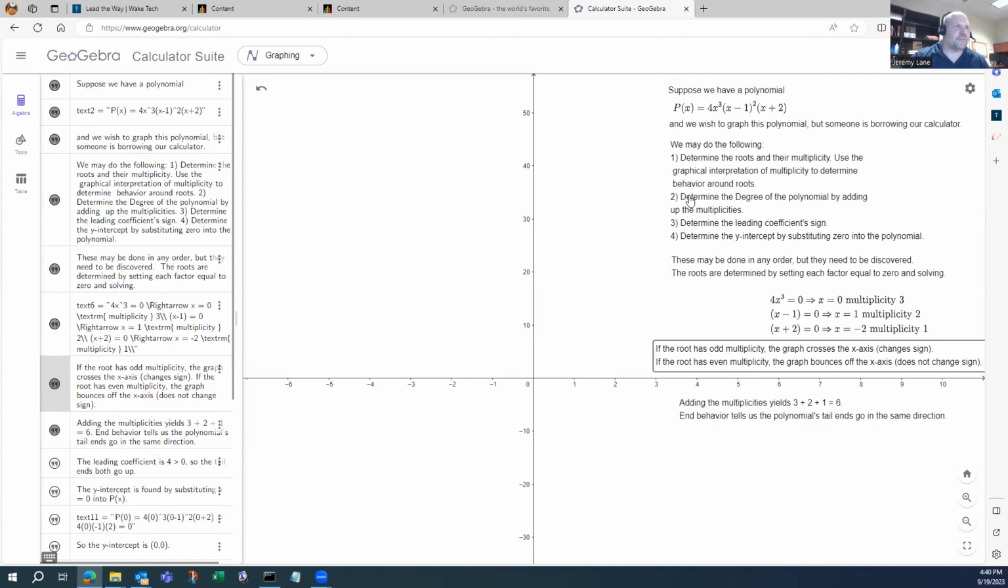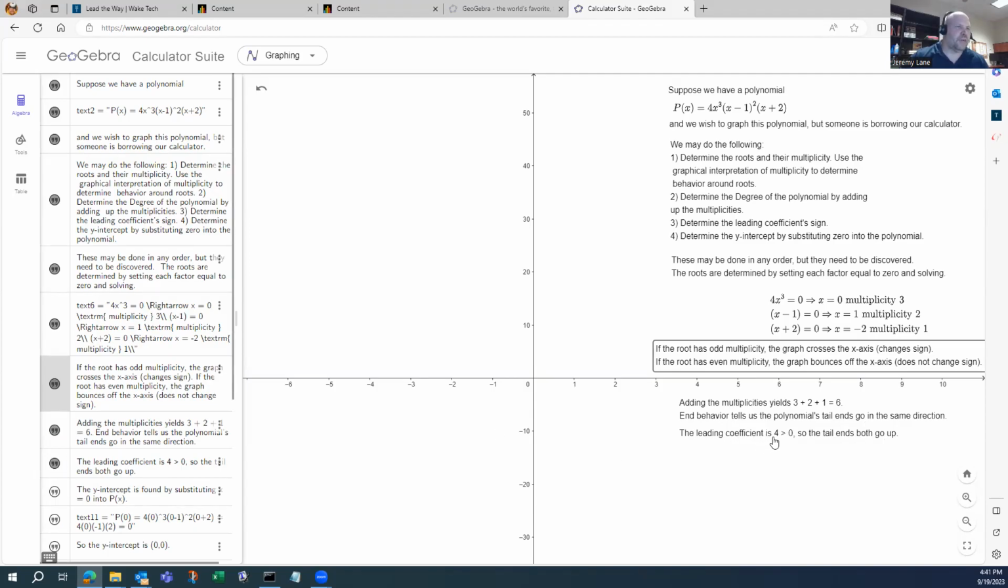So we're on to our next step, determine the degree. We're going to add the multiplicities, which is 3 plus 2 plus 1, which is 6. And end behavior tells us the polynomial's tail ends go in the same direction for even degree polynomials. For odd degree polynomials, the tail ends will go in opposite directions.